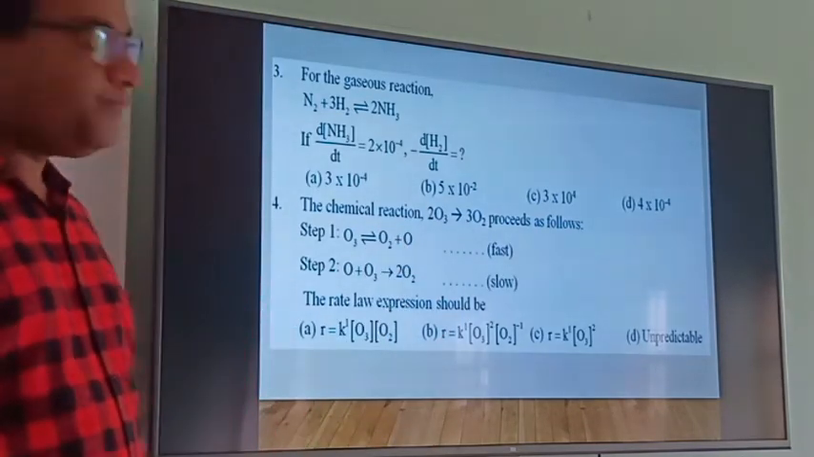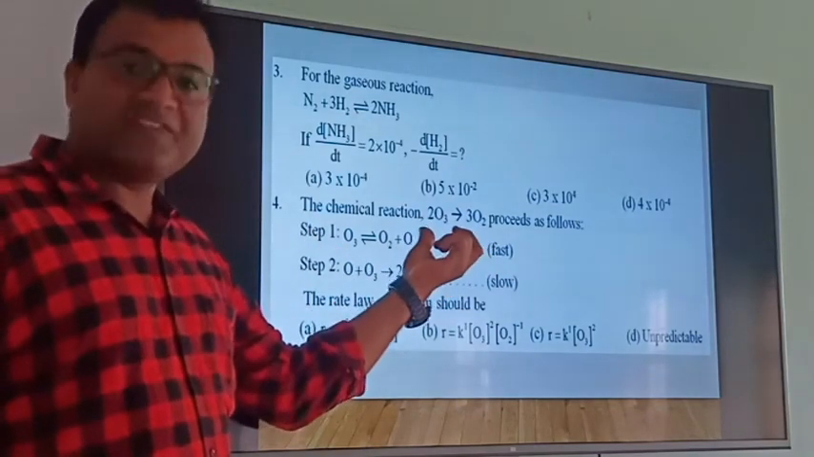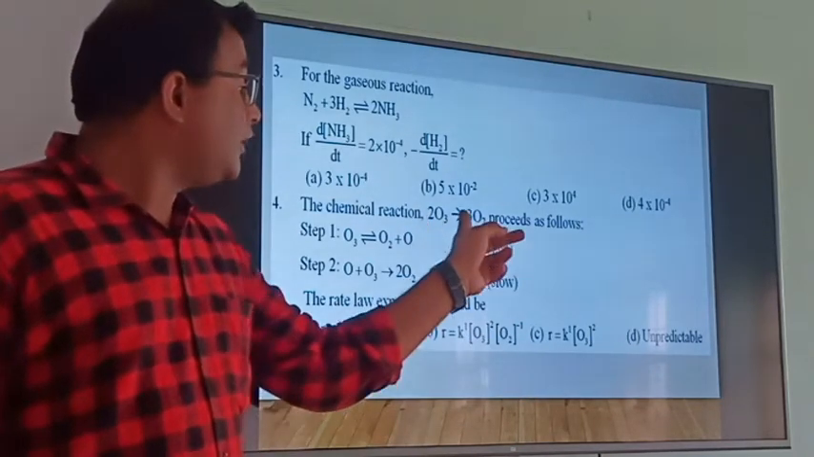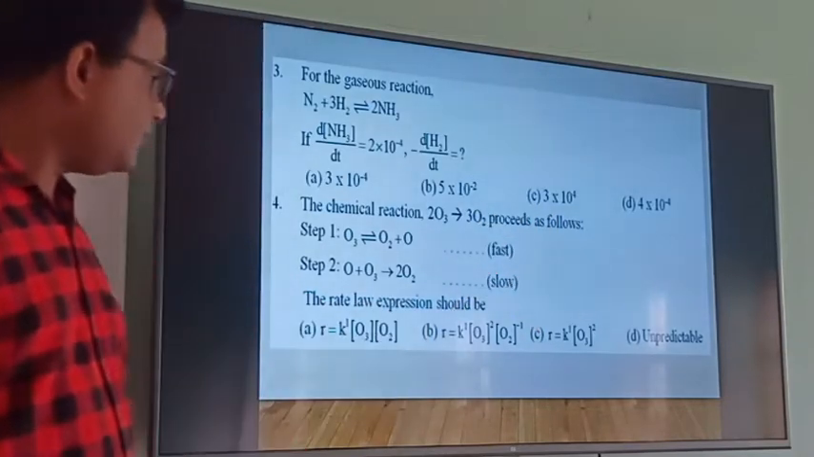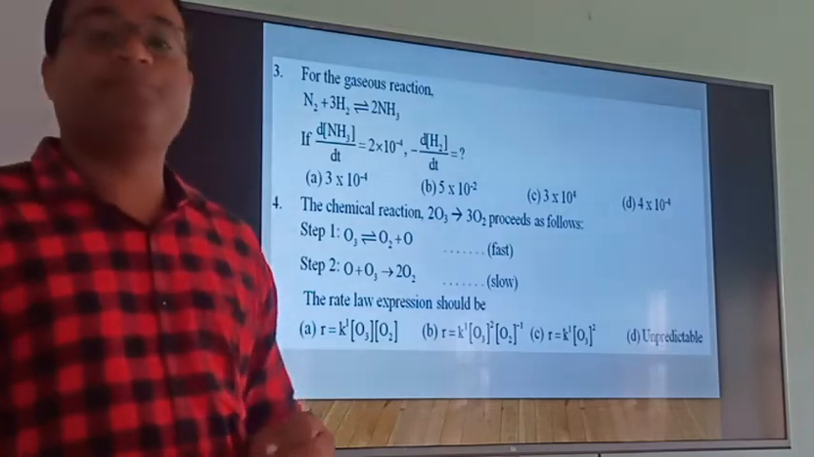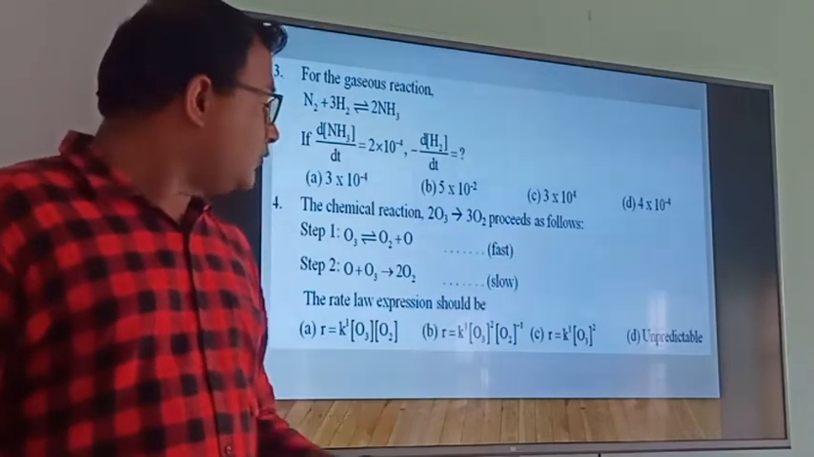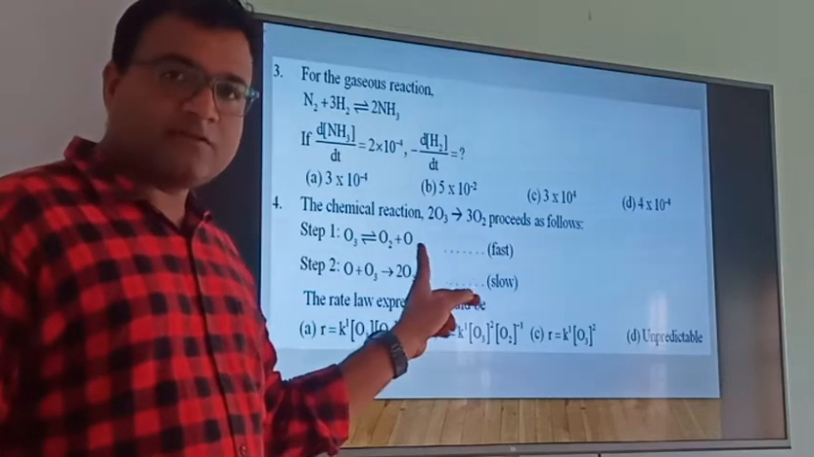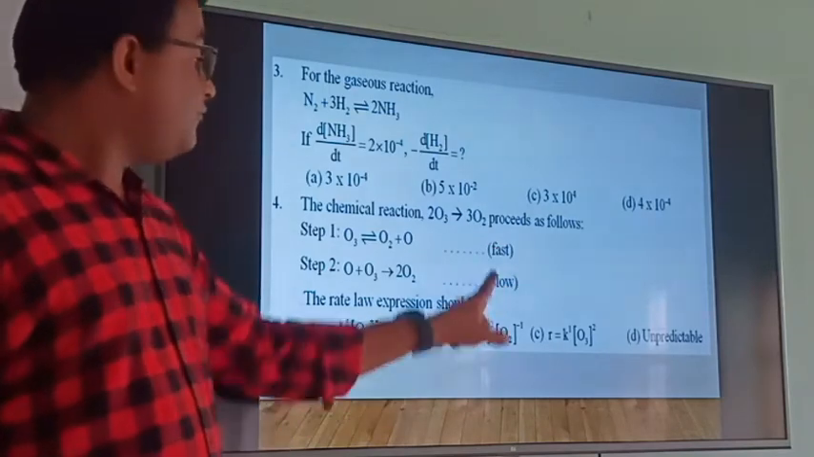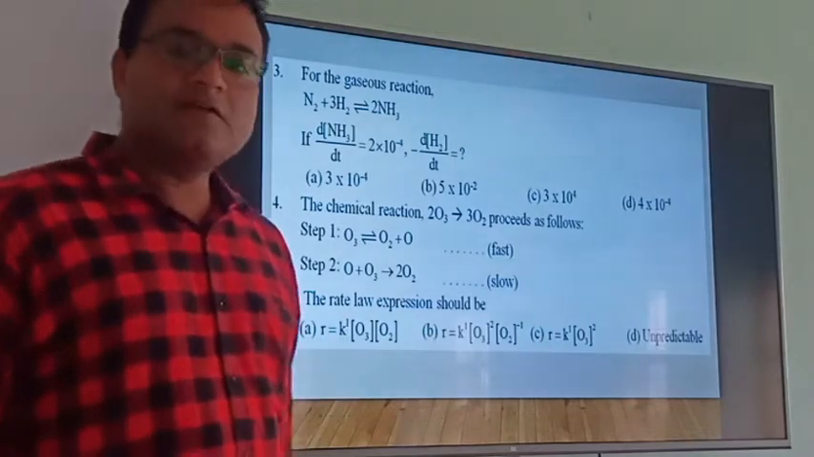Question number 4. The chemical reaction, that is O3, ozone, converting into oxygen gas, 2O3 gives 3O2, proceeds as follows. This particular reaction takes place in 2 steps. In the first step, O3 is converted into O2 plus O. One is oxygen gas, one more is nascent oxygen, which indicates a fast reaction. And the second step, O plus O3 gives 2O2, which indicates slow.